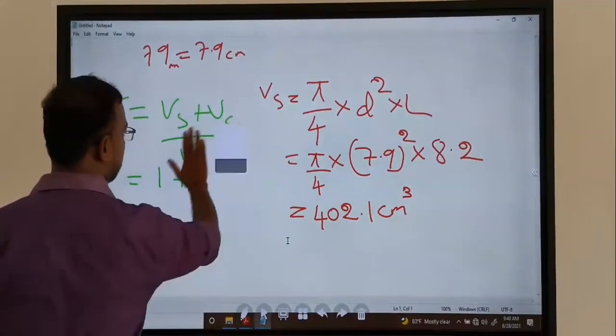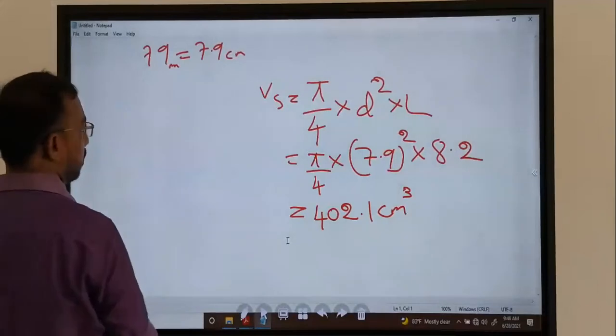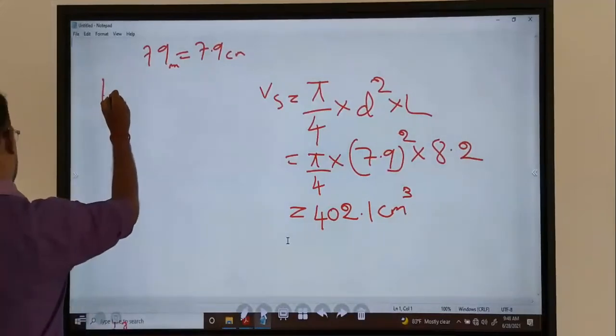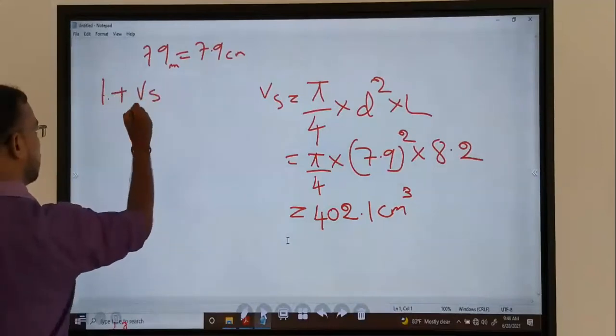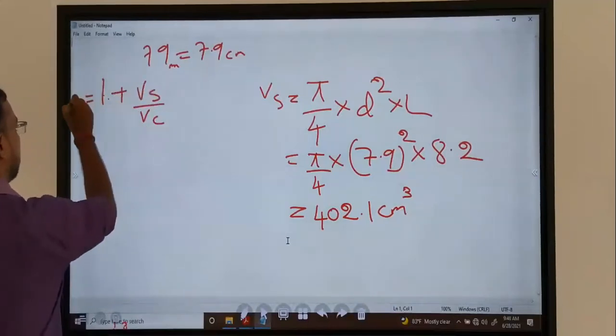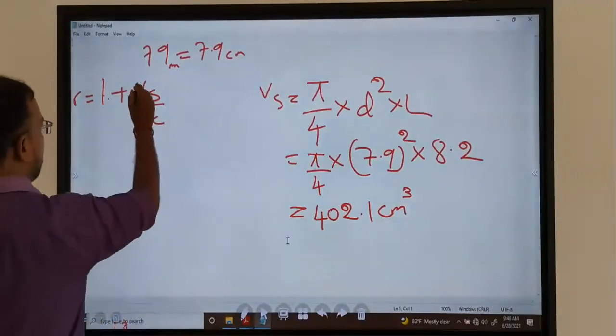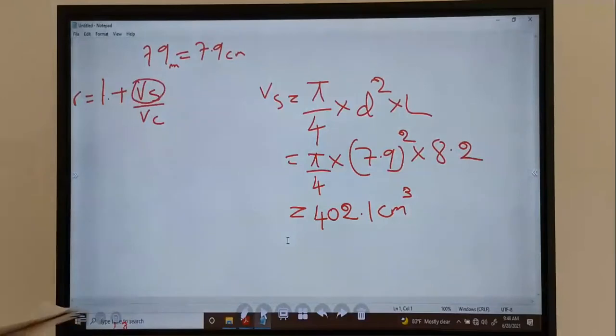So now I delete that. So now we find the final. I write here, this is our, here we need to find the compression area. So now we find the Vs. So Vs we know.